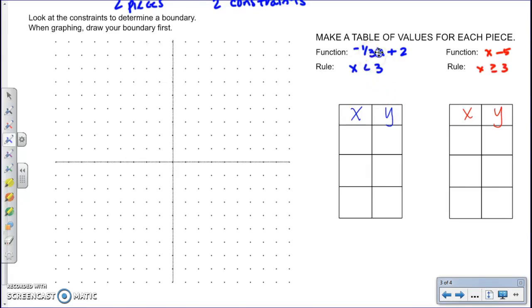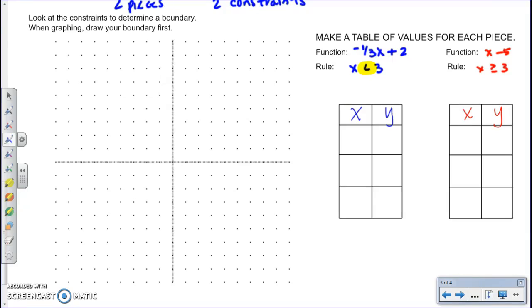You pick x coordinates to plug into your table and use the rules to find y. So let's do this blue piece first. The rule is x has to be less than 3. Now, we are going to start with x equals 3 because when we go to graph this, we'll use an open circle to show that we're not including 3. It's strictly less than. But we have to start with 3 so our graph has a starting point. You'll see what I mean when we graph it.